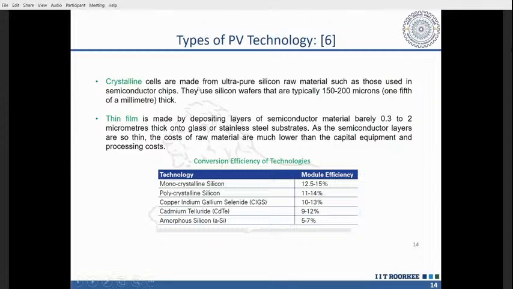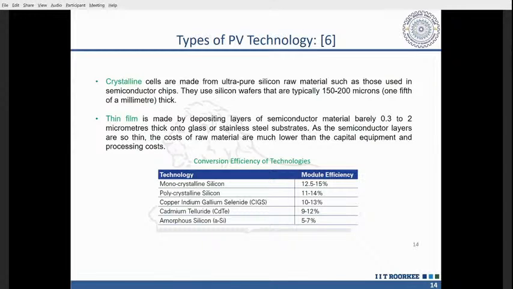The crystalline type cells are basically made from ultra pure silicon raw material, such as that used in semiconductor chips, and this wafer is typically 150 to 200 microns, about a fifth of a millimeter thick. So this is very thick. Thin film is made by depositing layers of semiconductor material barely 0.3 to 2 micrometers thick onto glass or stainless steel substrates. So those are called thin film coating types.